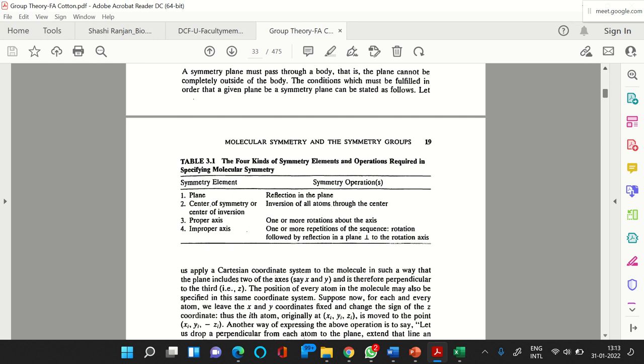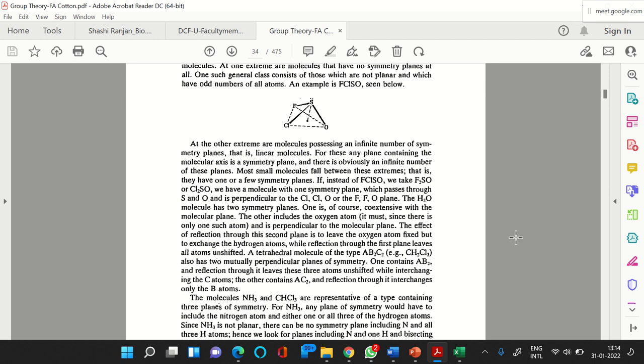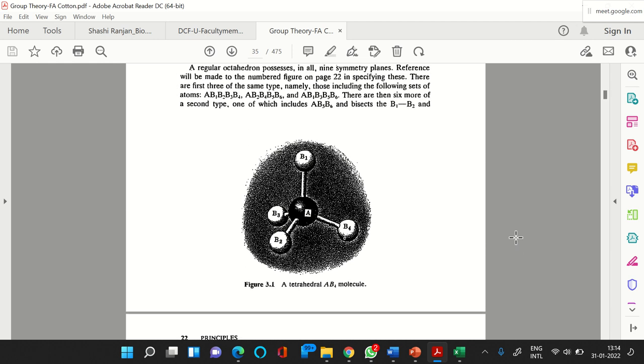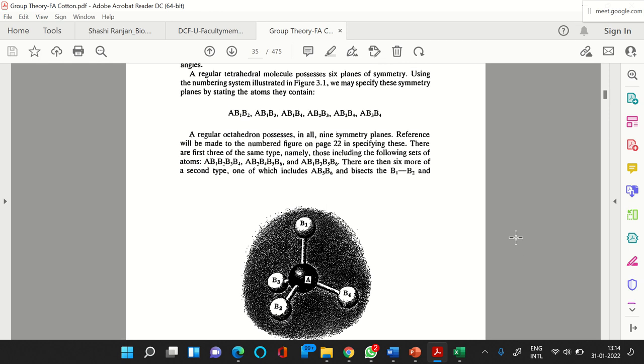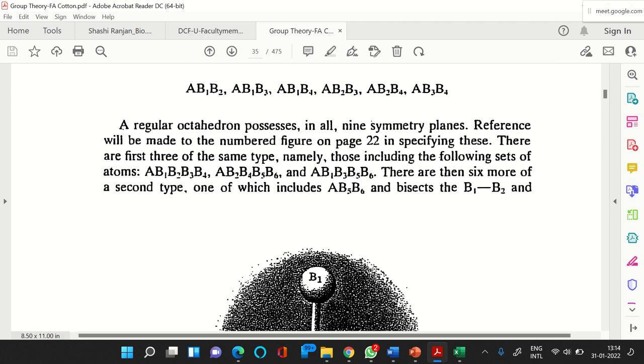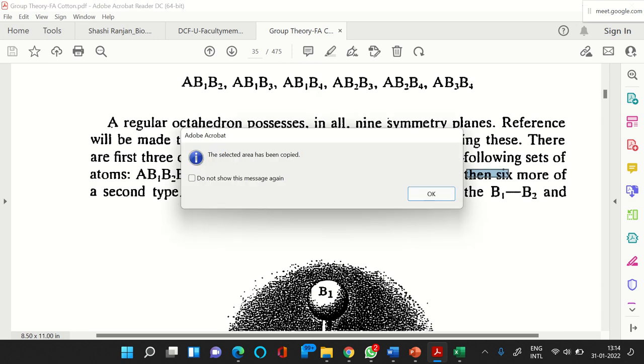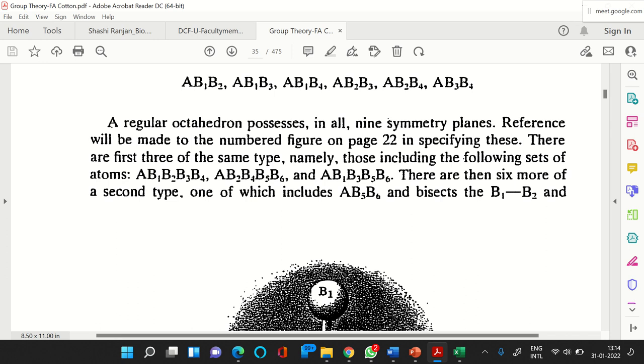These are the things that we have been doing, and it is this idea that we have to visualize. This is how you have to write in exams. Like you have to identify the six planes in a tetrahedron, so the A, B1, B2, B3, B4, like this. Similarly, in an octahedron there are 9 symmetry planes. We have seen all those planes. The book says that in a regular octahedron you have 9 symmetry planes, and I have just shown you all those 9 planes, how that is possible.